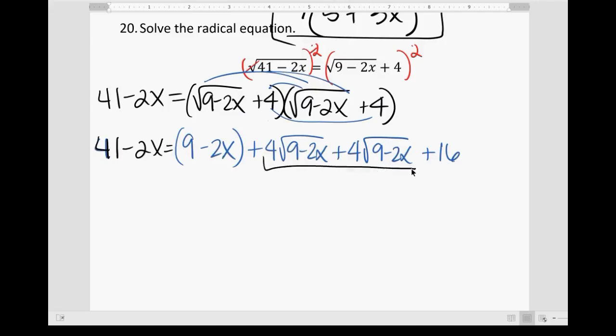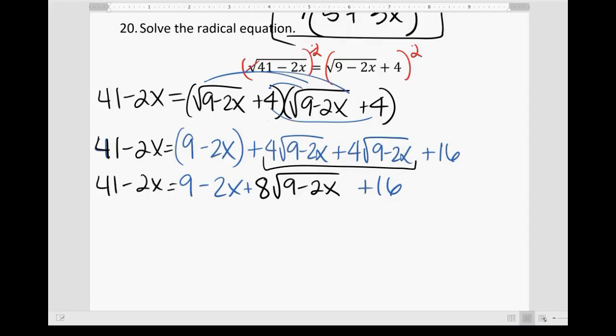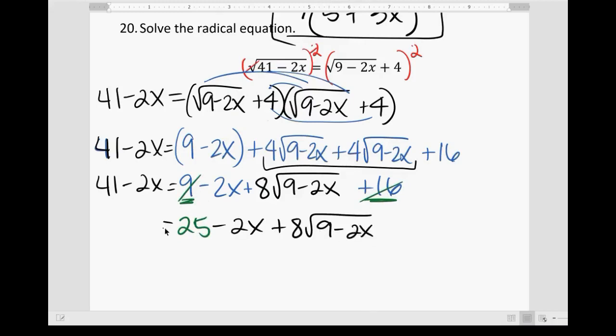Okay, so we have like radicals here. That's going to be 8 square root of 9 minus 2x. I'm going to bring down that plus 16 and bring down that 9 minus 2x. On the right, I have some like terms: 9 plus 16, which is 25, minus 2x plus 8 times the square root of 9 minus 2x equals 41 minus 2x.